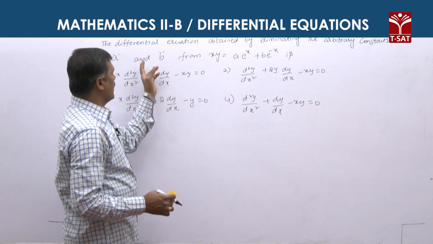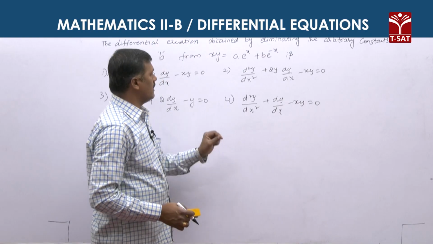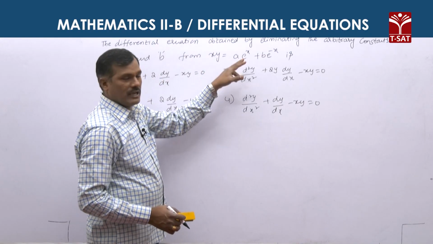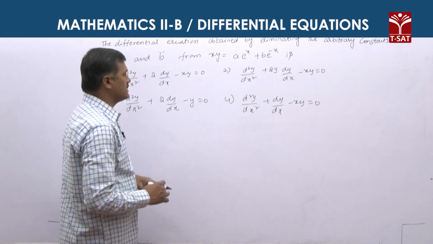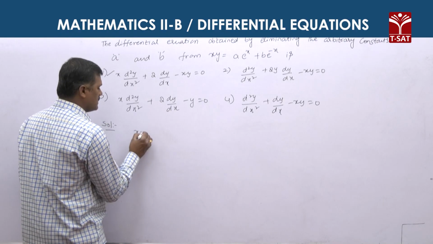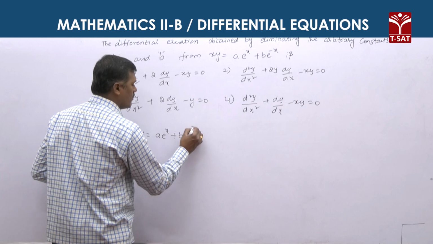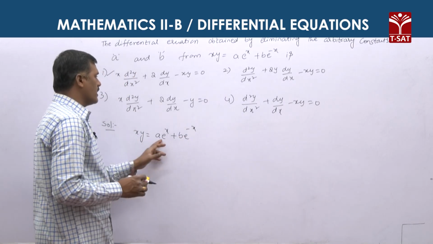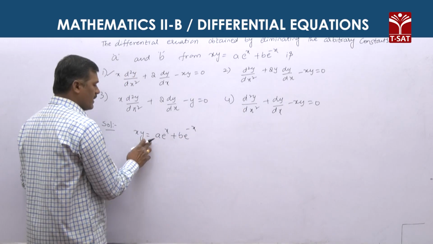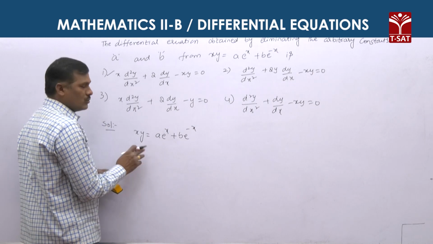In this problem, a and b are two parameters. Now the given equation can be differentiated two times. So the given equation is xy is equal to a e power x plus b into e power minus x. a and b are the parameters. We can differentiate the given function two times.